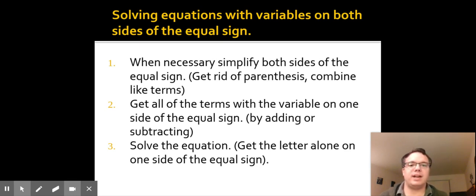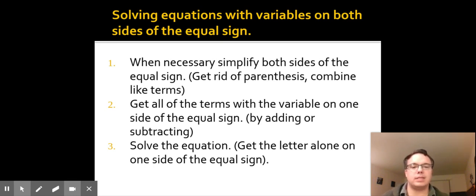Remember, like terms are any variables to the same power. So like an x and an x, or an x squared and an x squared, or a constant like 9 and 7. And so if we have 2 of those on the same side of the equal sign, we're going to combine them.